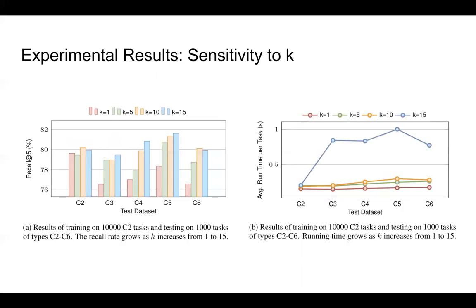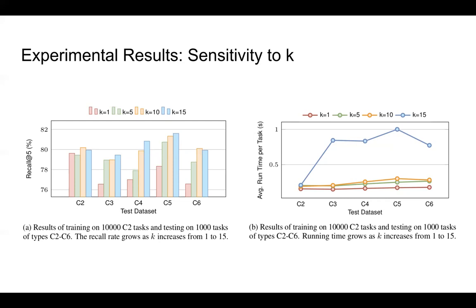And my last evaluation result here is the sensitivity to K, which I found very remarkable. You would imagine that as K is increased, we would very quickly suffer in terms of running time. First of all, we have the same setup in both these plots. We are training on 10,000 tasks of query complexity C2, so 2 clause queries, and we are testing on 1,000 tasks of each of different types of complexity C2 through C6.